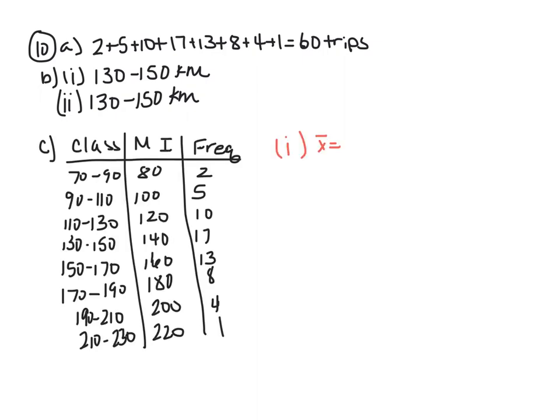Part C wants you to find in 1 the mean distance traveled and in 2 the standard deviation. So we're going to use our graphing calculators, but to do that you need to find the mid-interval values of each of the classes. So that's what this is here. In your calculator you will put the mid-intervals in as list 1 and your frequencies in as list 2 and calculate the one variable stats for it.